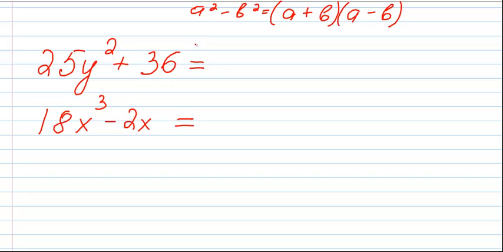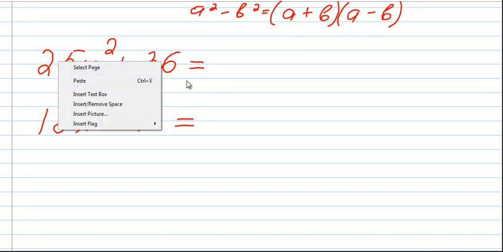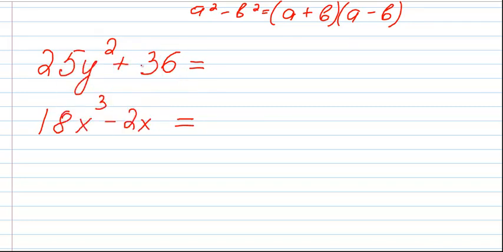Let's do two more examples. For our first example here, let's first make sure that we can use the difference of two squares formula. We have a binomial, two terms, and each term is a perfect square. But what about this sign?